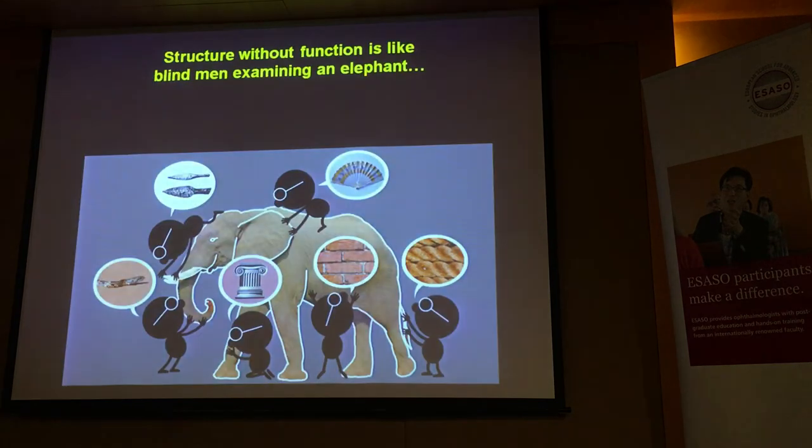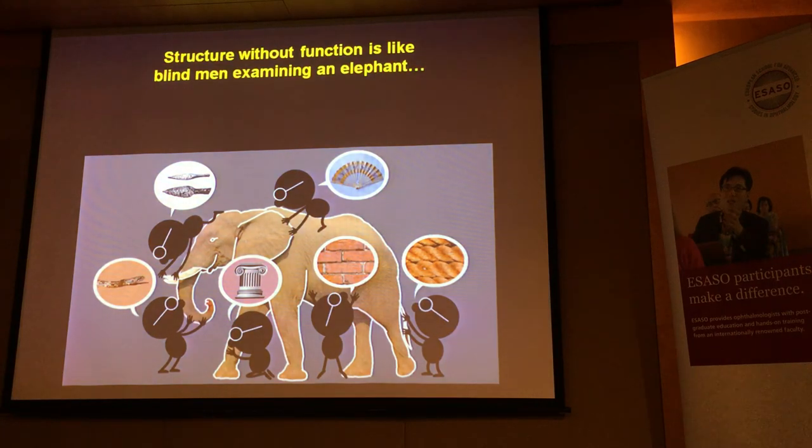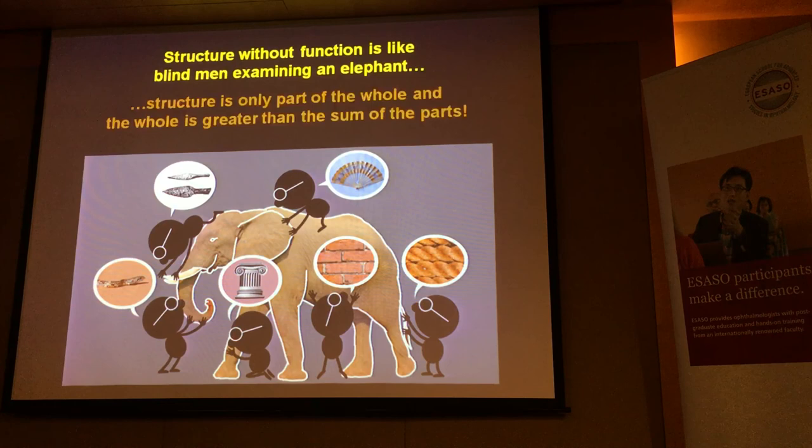And I'm indebted to Owen White for this ancient Chinese thing, whereby you've got blind men examining an elephant. They all examine a different bit. They all think they're dealing with different things. But of course, examining structure without function is like that blind man, because structure is only part of the whole. And to quote Gestalt psychology, the whole is always greater than the sum of its parts. Thank you very much.